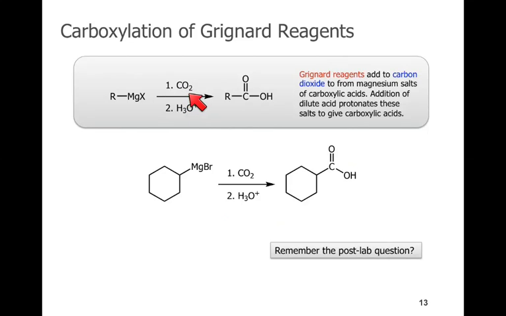The carbon dioxide here can be either carbon dioxide gas, bubbled through a reaction mixture, or you can use solid carbon dioxide, better known as dry ice. You simply add it to a reaction mixture, and you get a very clean reaction. The immediate product is the carboxylate, the anion, as the magnesium salt. And so to work these reactions up, you do have to add aqueous acid to protonate and isolate the actual acid.